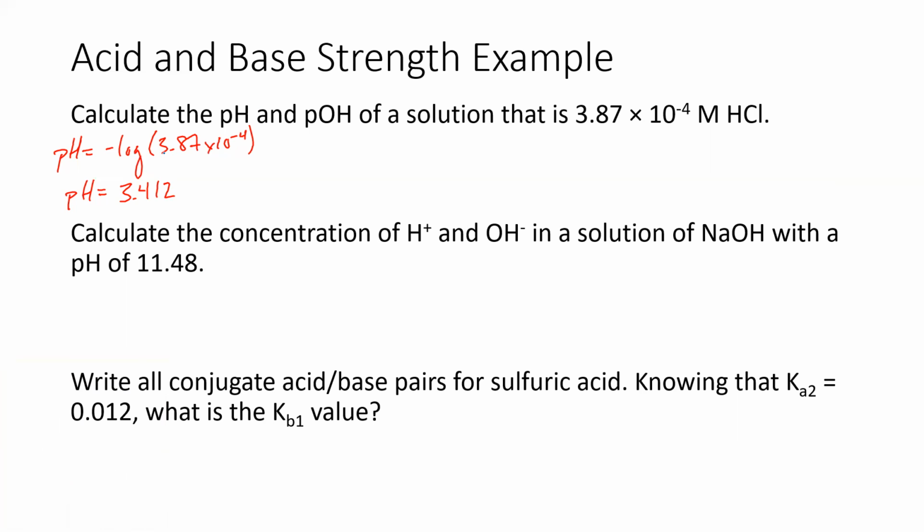Remember that if I start my concentration with 3 sig figs, my answer has to have 3 sig figs. And for things that have undergone a log, the sig figs are the number of decimal places. We call that the mantissa, and so the number of digits in the mantissa is the same as the number of sig figs.